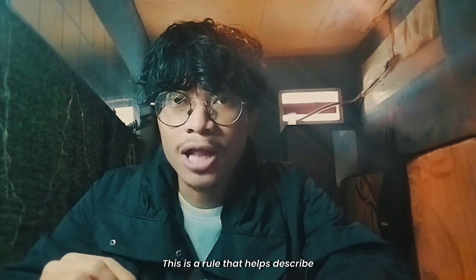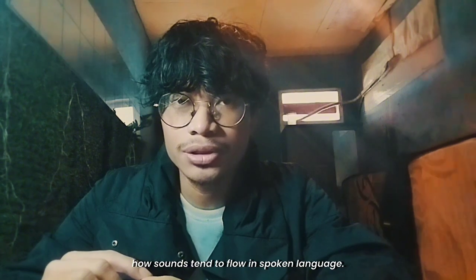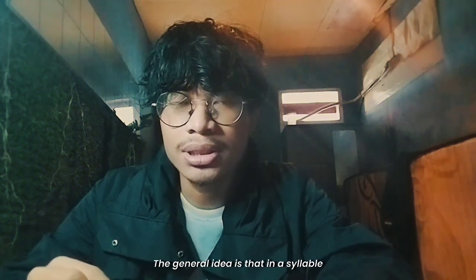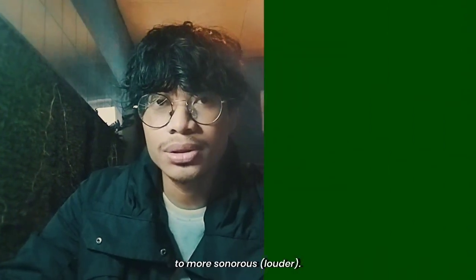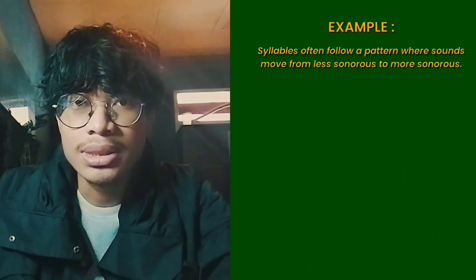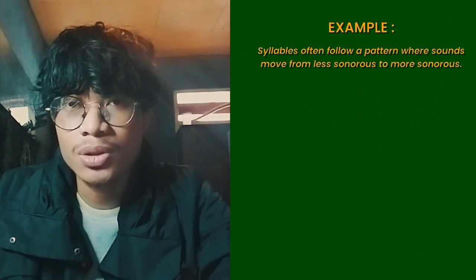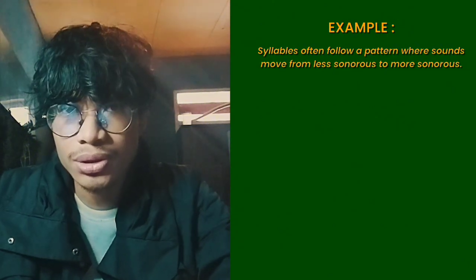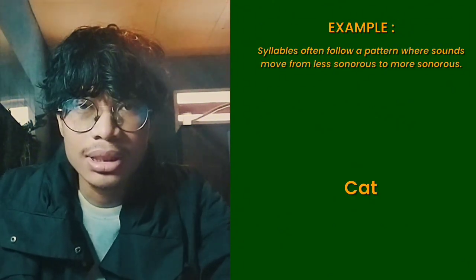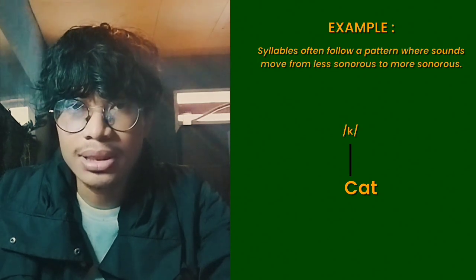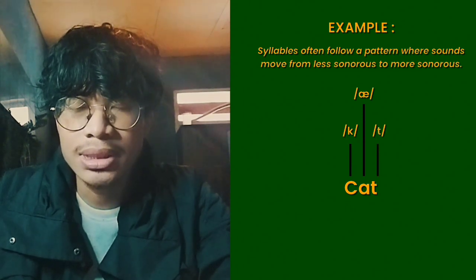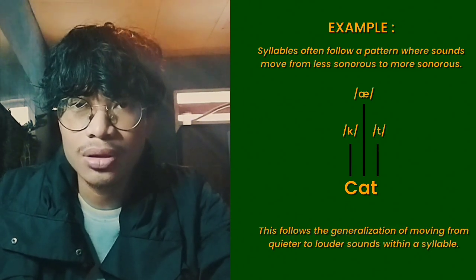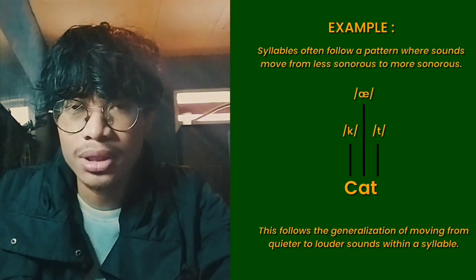Let's move to the next one, the sonority sequencing generalization. This is a rule that helps describe how sounds tend to flow in spoken language. The general idea is that in a syllable, sounds usually follow a pattern from less sonorous, quieter, to more sonorous, louder. Consider the word cat. It starts with the less sonorous k sound, then the more sonorous a vowel sound, and ends with the less sonorous t sound. This follows the generalization of moving from quieter to louder sounds within a syllable.